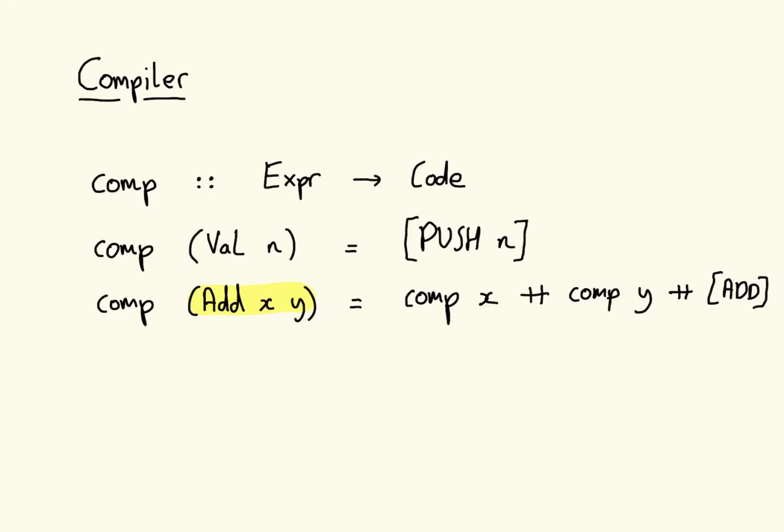So how is this actually working? Well, if you think, what is this going to do? This is going to emit code which will leave the value of x on top of the stack. And then this is going to produce code which will leave the value of y on top of the stack. So now you will have two values on top of the stack, the value of the expression x and the value of the expression y, and then finally you can add them together using the add operation.